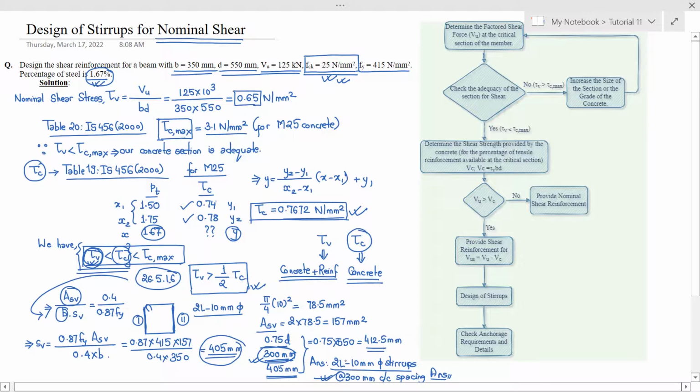So from our next lecture, we will start with the design for torsion, and then we will have a tutorial class where we will look at the design for combined shear and torsion also.